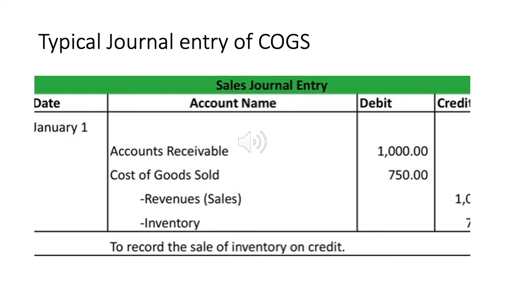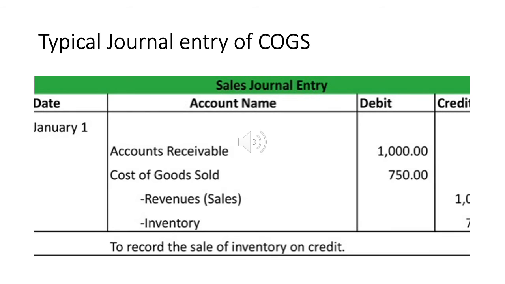Below is a typical journal entry of cost of goods sold. Now I'd like to explain how inventory transactions are related to cost of goods sold. Please understand this. Inventory is goods that are ready for sale and is shown as assets in the balance sheet. When that inventory is sold, it becomes an expense, and we call that expense cost of goods sold.